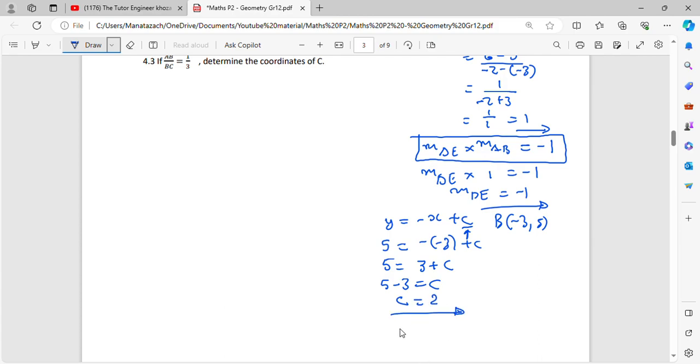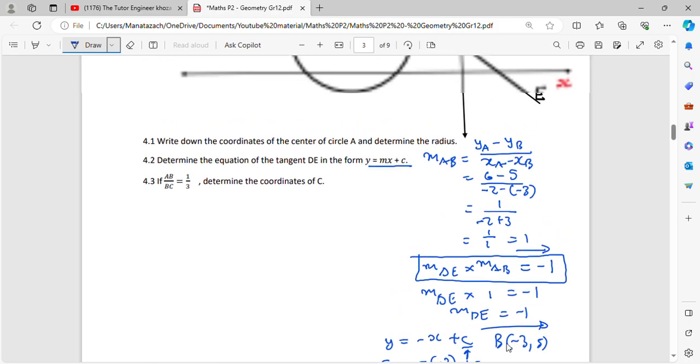Now we can write the full formula as y is equal to -x plus 2. I'm sorry, here the value of c is 2. So this will be the final answer for question 4.2.